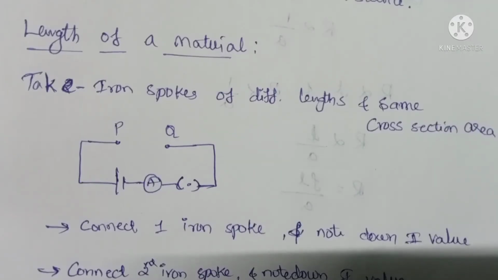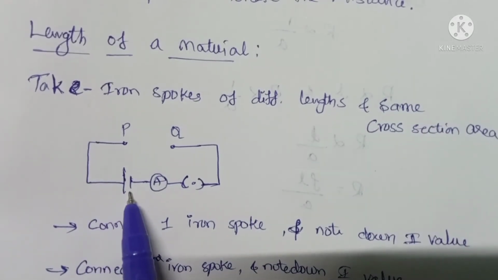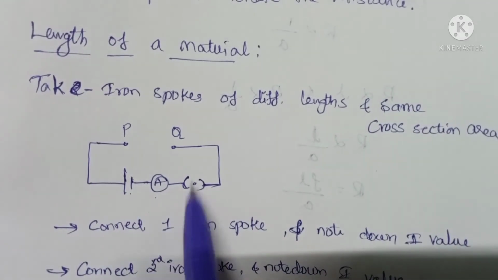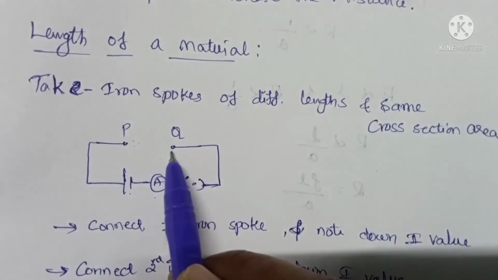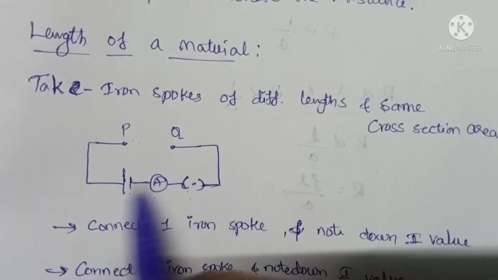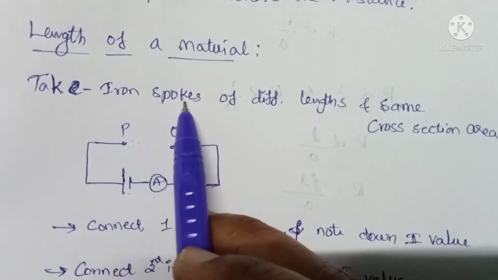Next, length of a material. When the length of a material changes, how does resistance change? Let's see. Take iron spokes of different lengths and the same cross-sectional area, and connect a circuit using a battery, ammeter and key like this. P and Q are two free terminals of connecting wires to which we connect different iron spokes.